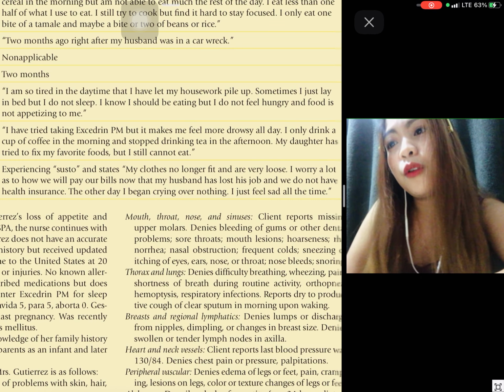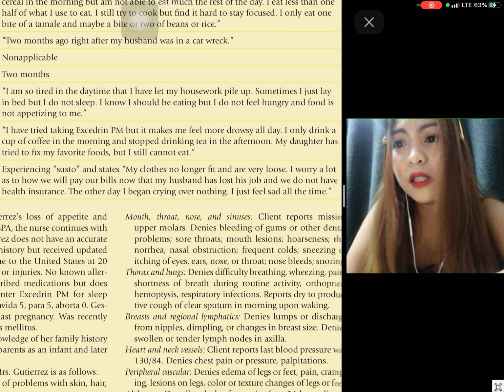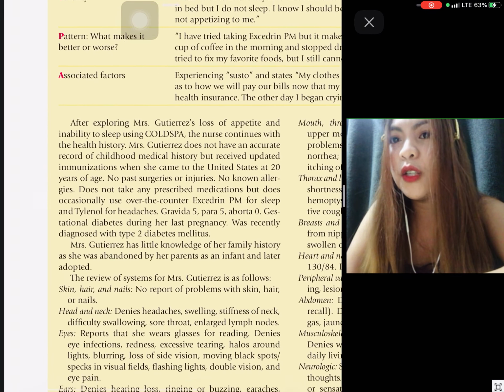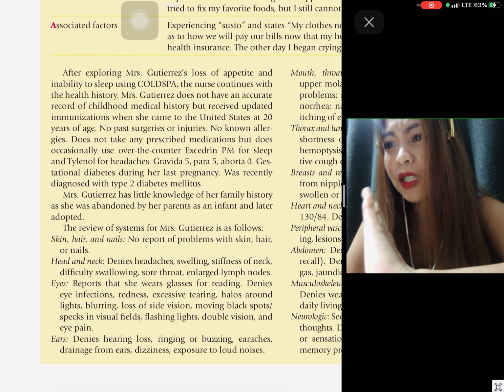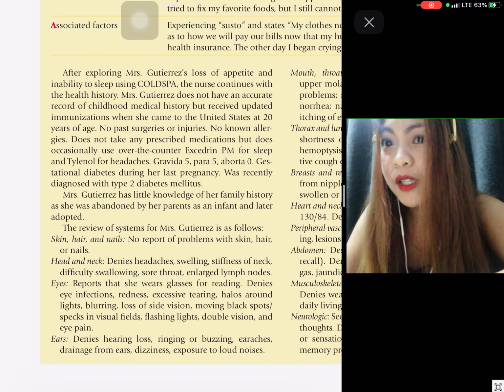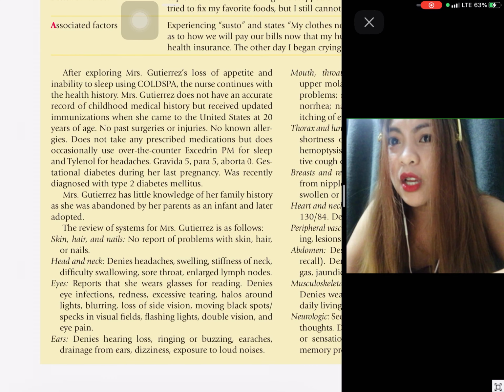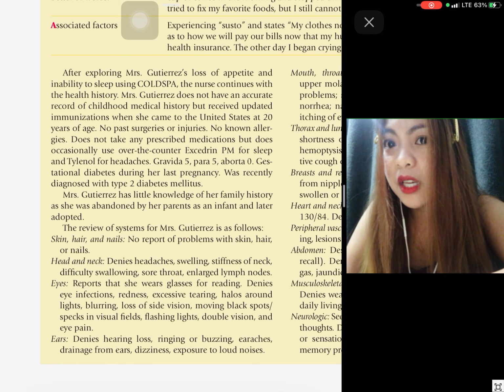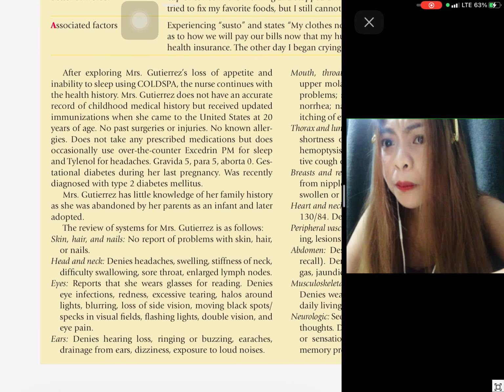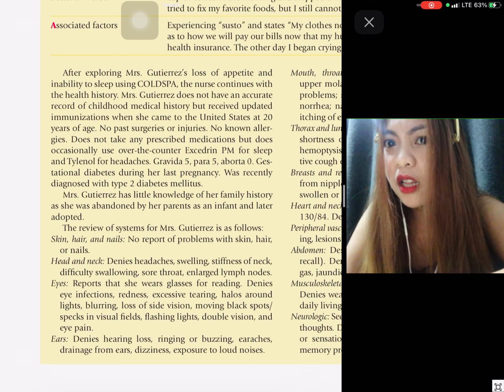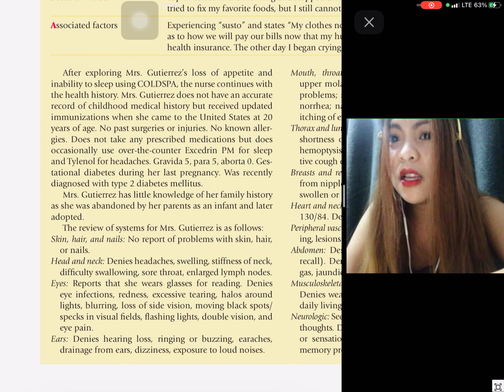So, after exploring the loss of appetite and ability to sleep using COLDSPA, the nurse also continues to get the health history. Mrs. Gutierrez doesn't have an accurate record of childhood medical history but received updated immunization when she came to the U.S. at 20 years of age. No past surgeries or injuries, no known allergies, does not take any prescribed medication, but does occasionally use over-the-counter medication of Excedrin PM for sleep and Tylenol for headache. So, that is what she usually uses.